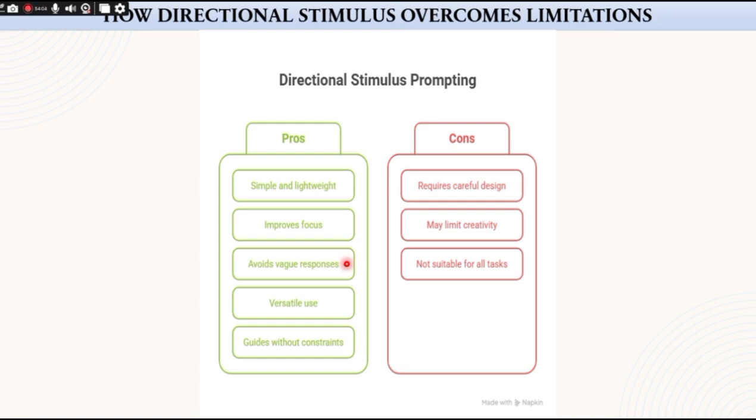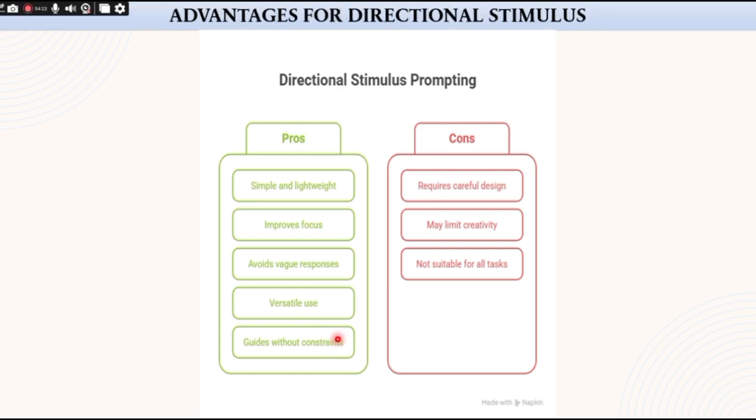So now let's see some of the advantages with directional stimulus prompting. So first one, it is simple and lightweight, and also it improves focus and relevance of outputs. It avoids generic or vague responses. It is useful in creative, analytical, and planning tasks. It helps to guide the model without hard constraints.